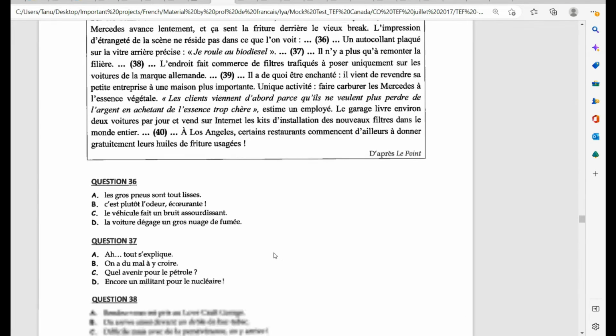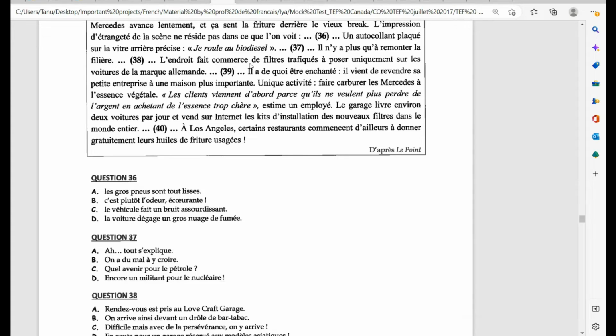Alright, so as I said earlier, since we are saying l'endroit here and il n'y a plus qu'à remonter la filière, we're not talking about l'endroit. What place is this in this statement as well? So probably we should talk about the name of this place in option 38. But first try to understand the meaning of this sentence. L'endroit fait commerce du filtre trafiqué. This particular place trades trafficked filters. Alright, so it's clear that we are talking about a repair shop of cars where the filters are replaced or changed or traded. So let's look at the options now.